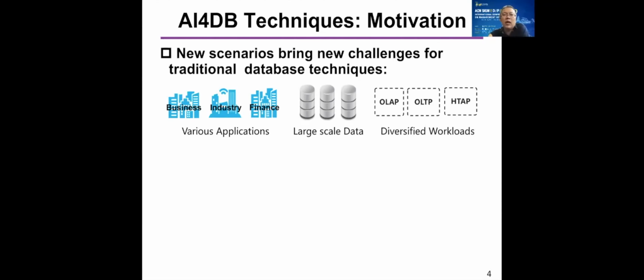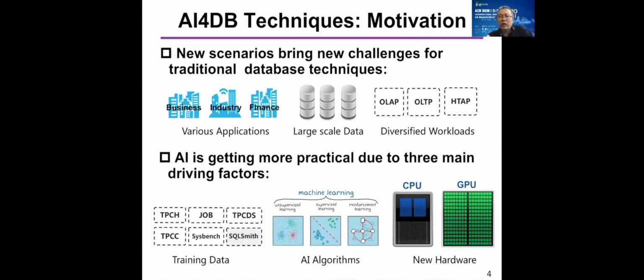And AI is also getting more practical due to three main driving factors: we can handle large-scale training data, we have more AI algorithms, and we have powerful new hardware, for example, GPUs and AI chips.